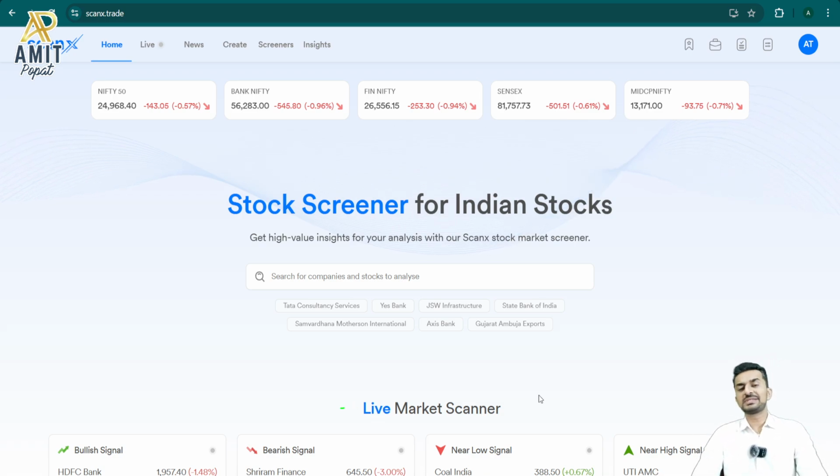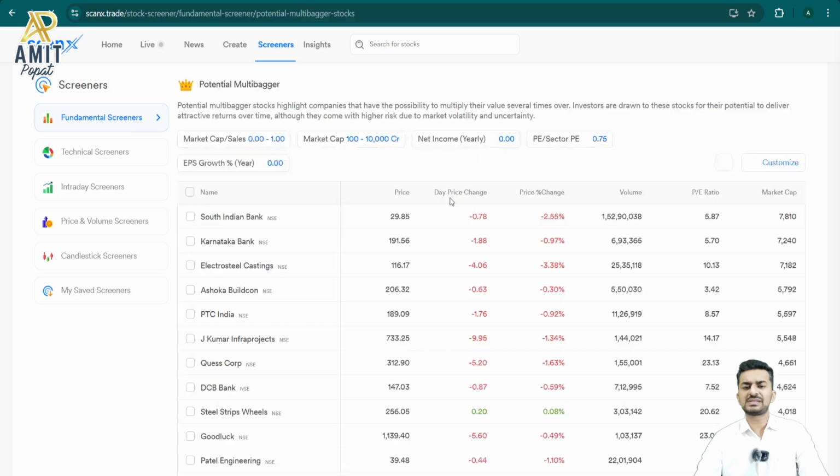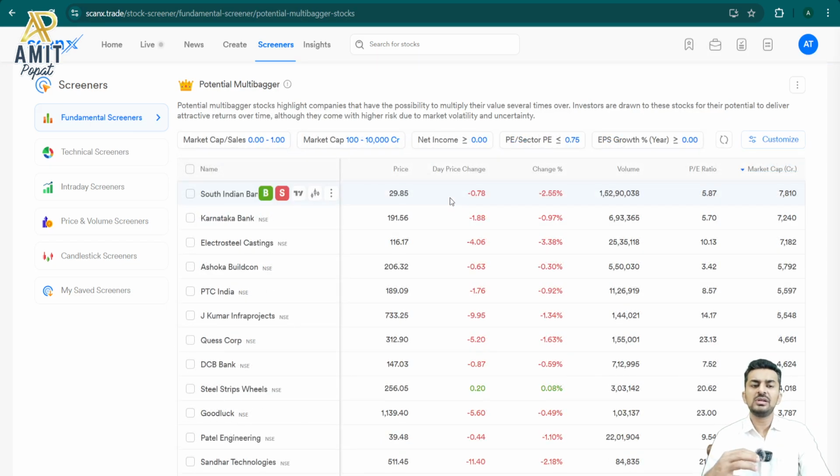So once your Dhan account is done, you can come to scanex.trade, and here there are some fundamental screeners. Go to the fifth tab, which is called screeners. Here they've already built in some ready-made screeners, like results. Results and all these things we have not yet covered. But for example, I open this one called potential multi-bagger.